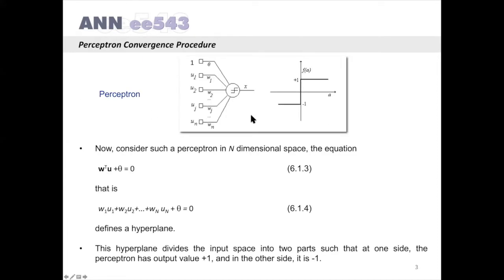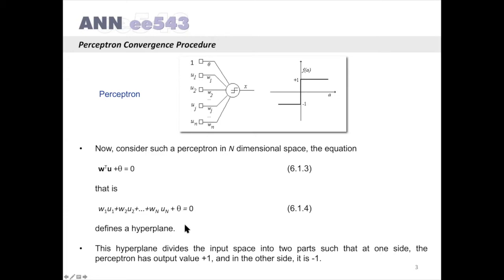A perceptron is given in this figure. We have connections from 1 up to n together with connection weights. Theta is the threshold. It is connected to input 0, which is 1. Here the output function is the sign function. Now consider such a perceptron in n-dimensional space. The equation w transpose u plus theta is equal to 0, that is, w1 multiplied by u1 plus w2 multiplied by u2 and up to wn multiplied by un plus theta multiplied by 1, which is theta, so plus theta is equal to 0.